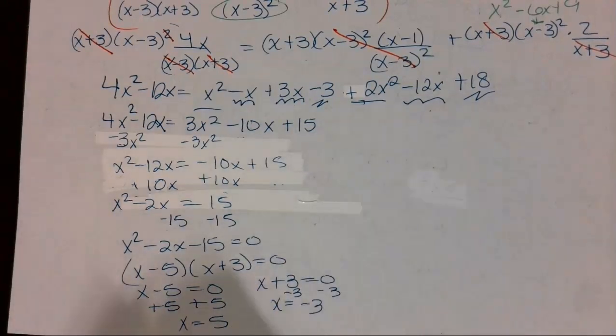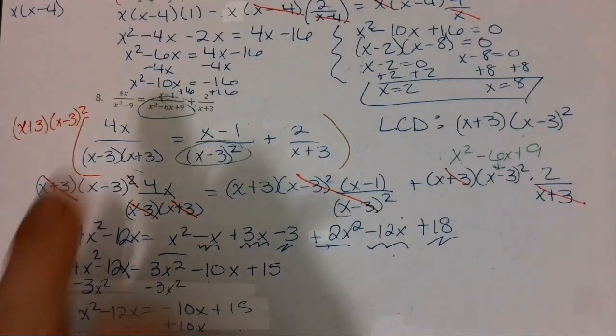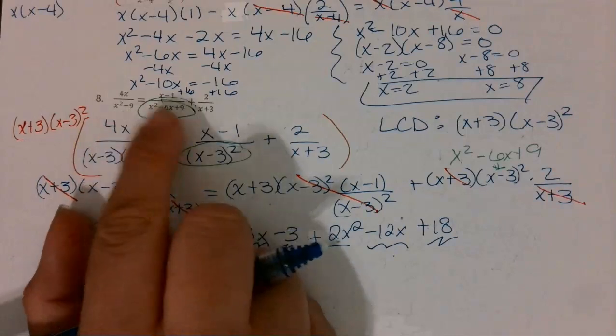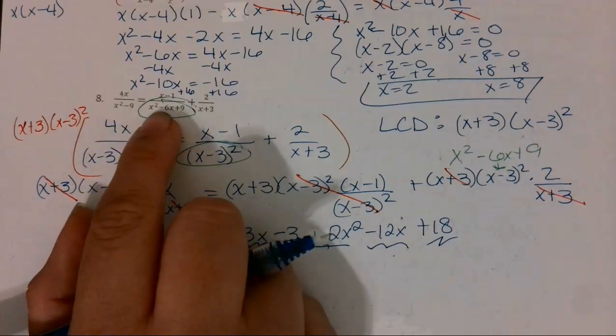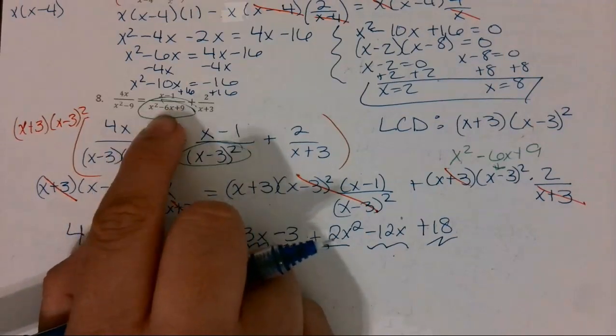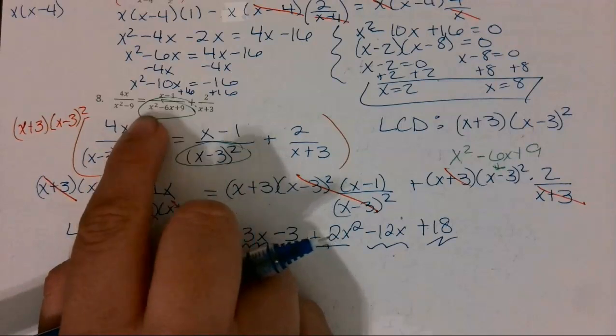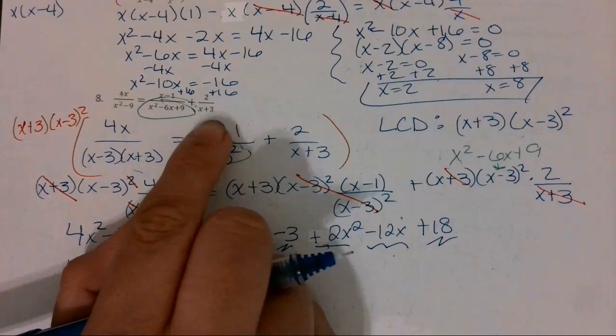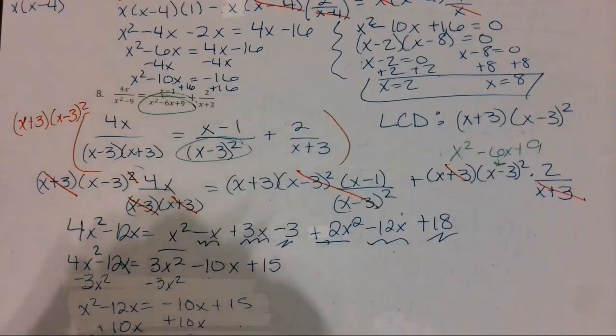So what I want to do is take those back and plug them into my original equation and see if they work. 5 squared is 25, minus 9 is 16, works. 5 squared minus 6 times 5 plus 9. So I have 25 minus 30 plus 9. 25 minus 30 is negative 5, plus 9 is 4, not 0, works. 5 plus 3 is 8, it works.